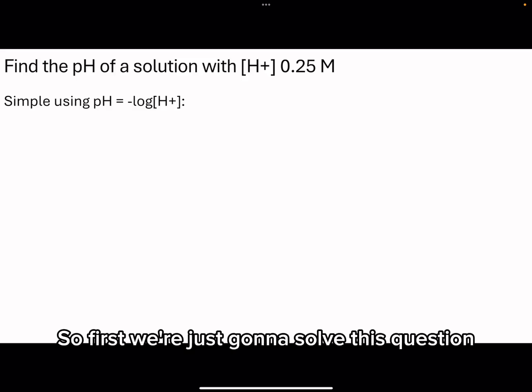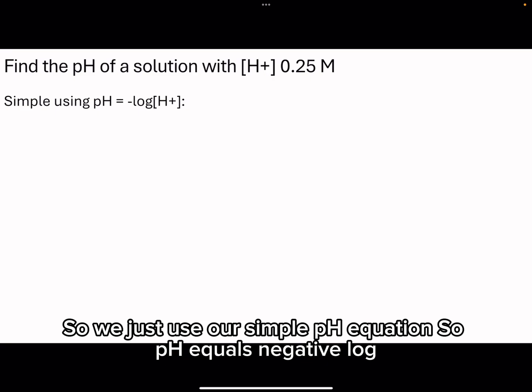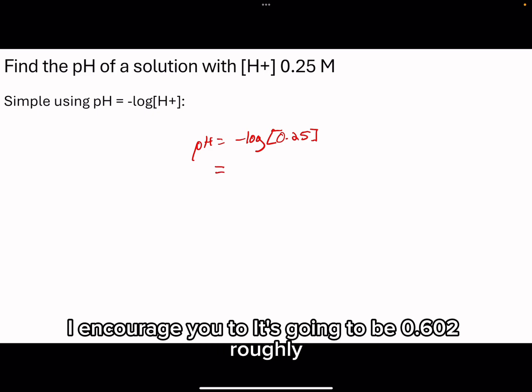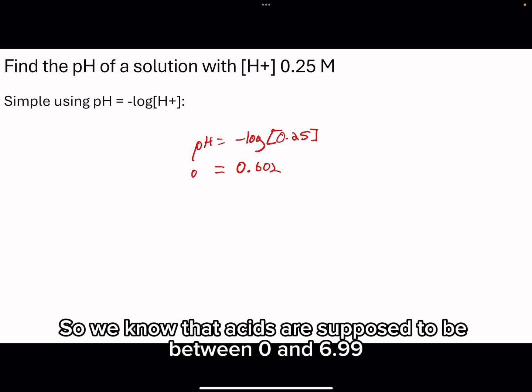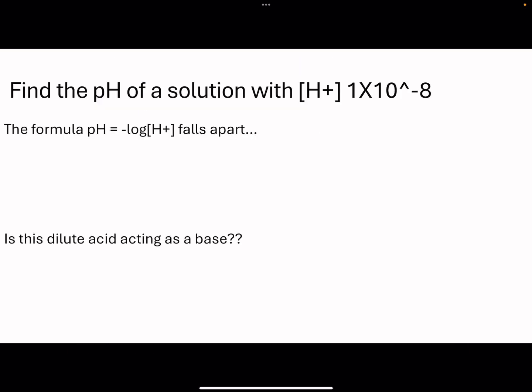So first, we're just going to solve this question. We're going to find the pH of a solution with a hydrogen concentration of 0.25 molar. So we just use our simple pH equation. pH equals negative log 0.25, because that's our given hydrogen concentration. And if you calculate this, I encourage you to, it's going to be 0.602 roughly. So we know that acids are supposed to be between 0 and 6.99, and we know that this is an acidic solution, so this answer checks out, super acidic.